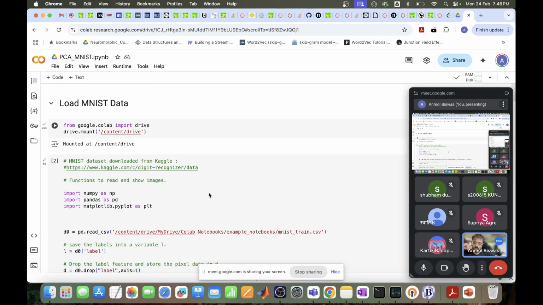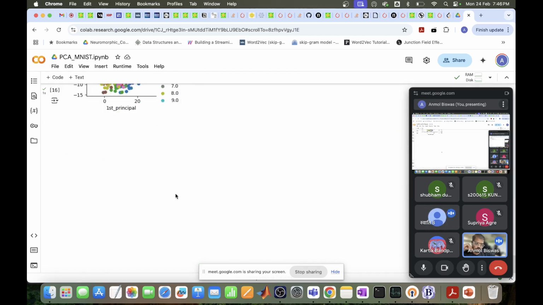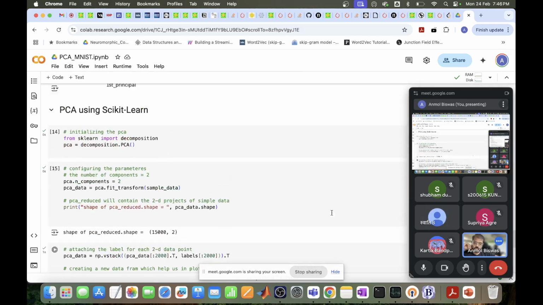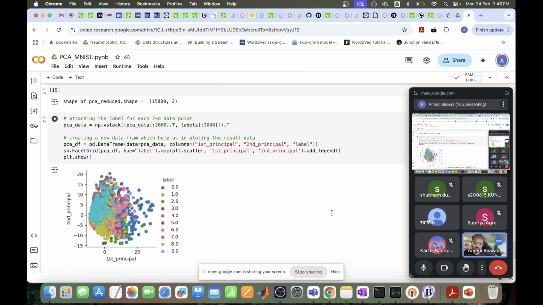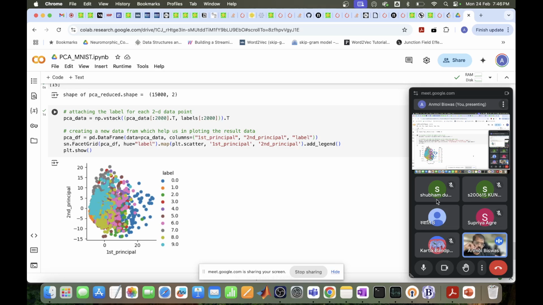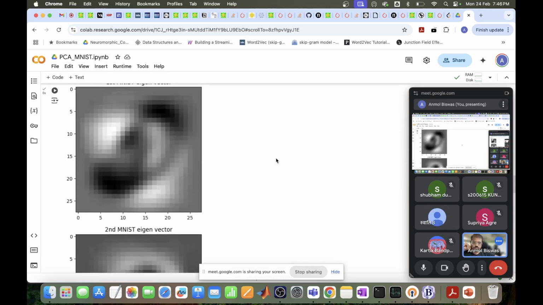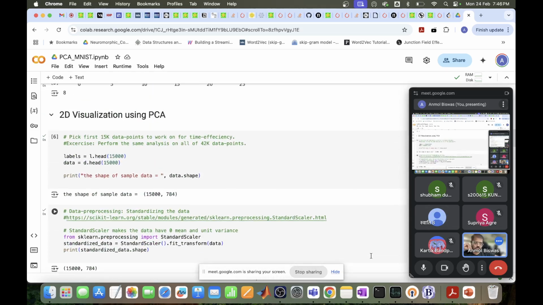So this is visualization. I have shown visualization here. You can separately try to implement dimensionality reduction as well. Yeah, that's it.